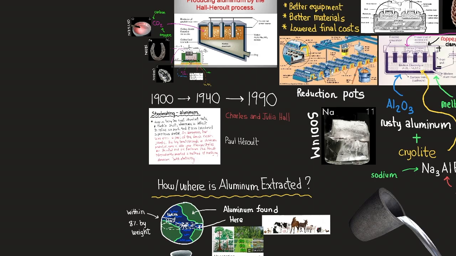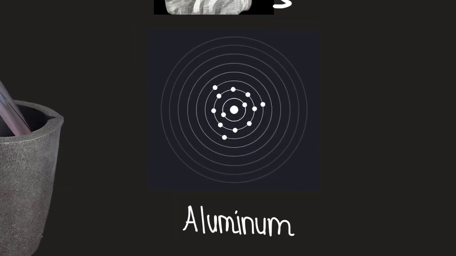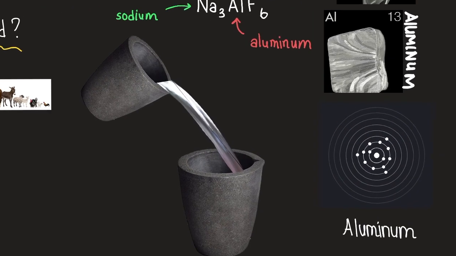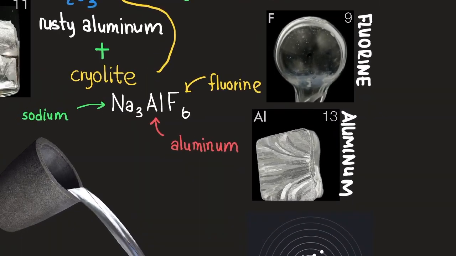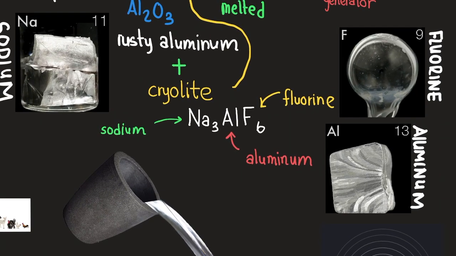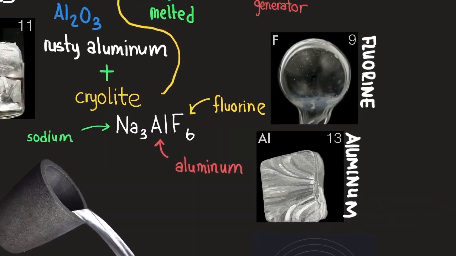Aluminum is siphoned off. And here's how aluminum looks. It consists of 13 electrons, 3 valence electrons, and it's element number 13. Here's aluminum being poured. And here we have cryolite. The formula for cryolite is Na3AlF6. Again, it consists of the elements sodium, aluminum, and fluorine.